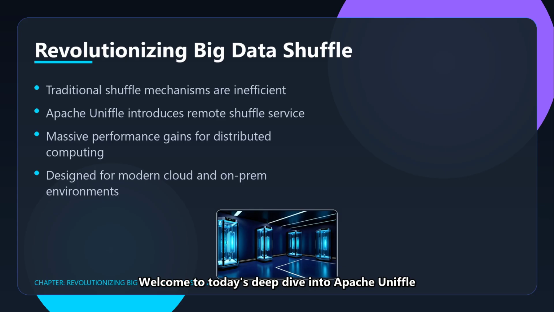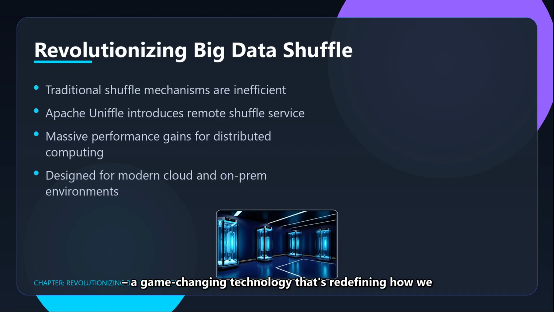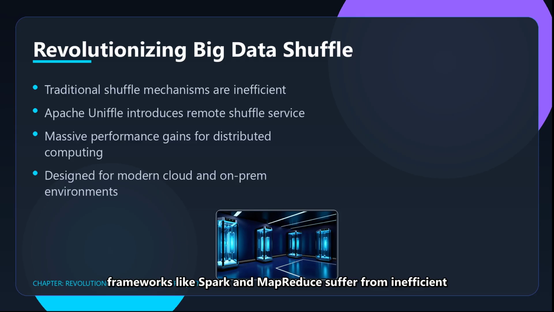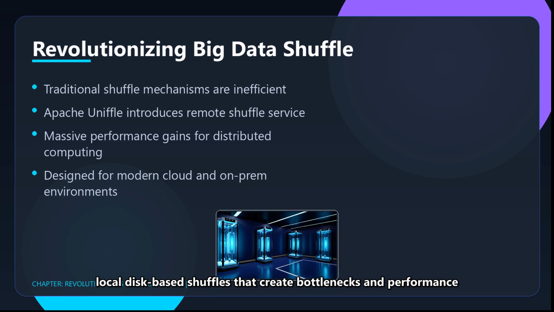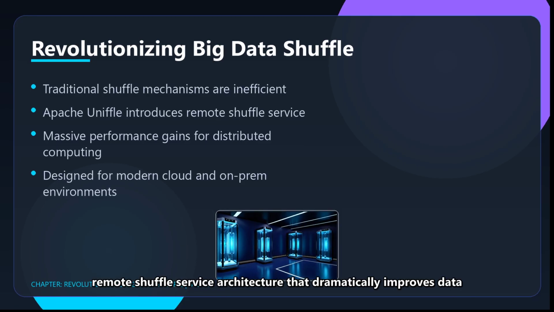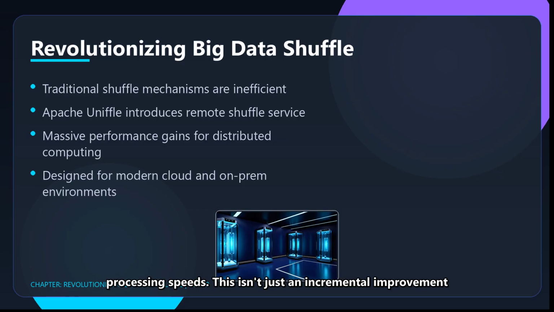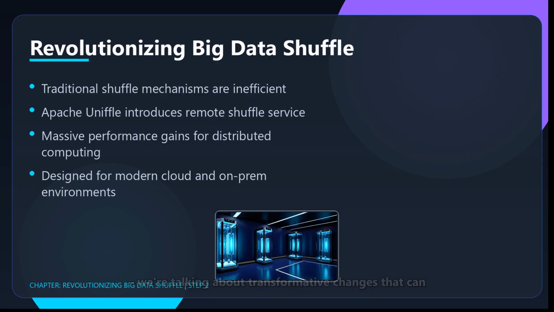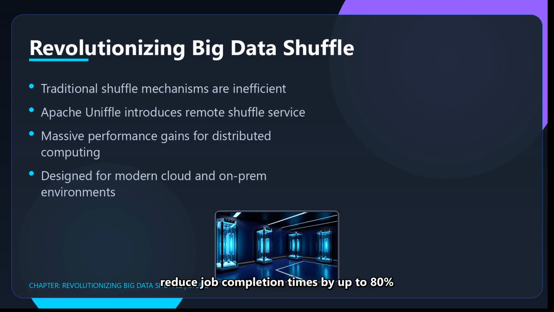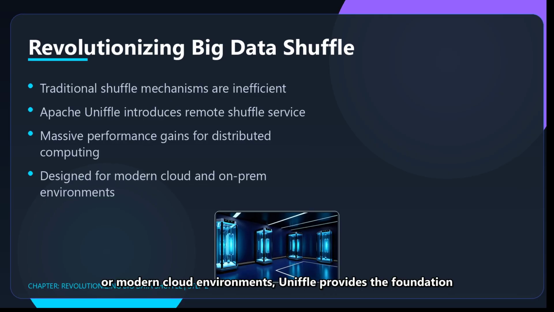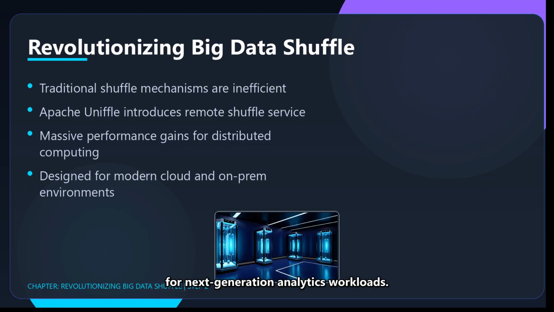Welcome to today's deep dive into Apache Uniffle, a game-changing technology that's redefining how we handle shuffle operations in big data processing. Traditional frameworks like Spark and MapReduce suffer from inefficient local disk-based shuffles that create bottlenecks and performance issues. Apache Uniffle solves this by introducing a remote shuffle service architecture that dramatically improves data processing speeds. This isn't just an incremental improvement, we're talking about transformative changes that can reduce job completion times by up to 80% in many scenarios. Whether you're running on-premises clusters or modern cloud environments, Uniffle provides the foundation for next-generation analytics workloads.